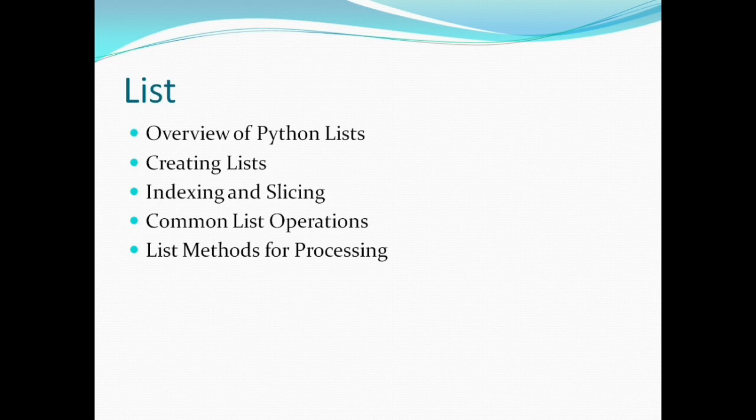So let's start with a brief overview of Python lists. A list is a mutable, ordered collection of elements. The elements can be of any data type, and lists allow for flexibility in storing and manipulating data. To create a list, we enclose the elements in square brackets. So let's look at a simple example.